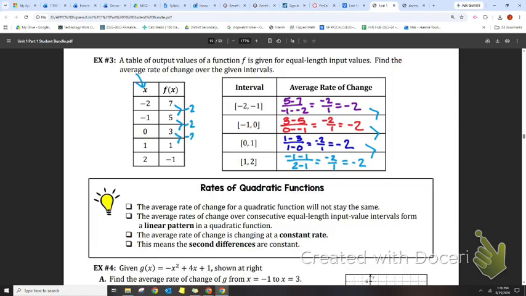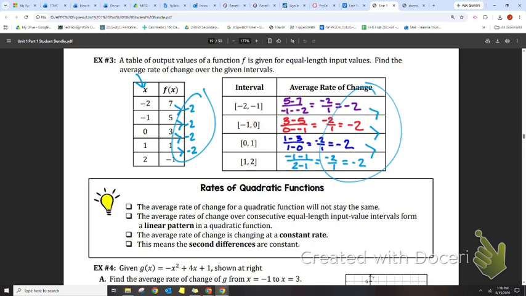second difference is here. How do I get from 7 to 5? I subtract 2. 5 to 3, we subtract 2. 3 to 1, subtract 2. 1 to negative 1, subtract 2. Not a coincidence that those are the same numbers, okay? That was first differences. If those are the same, then my function is linear.